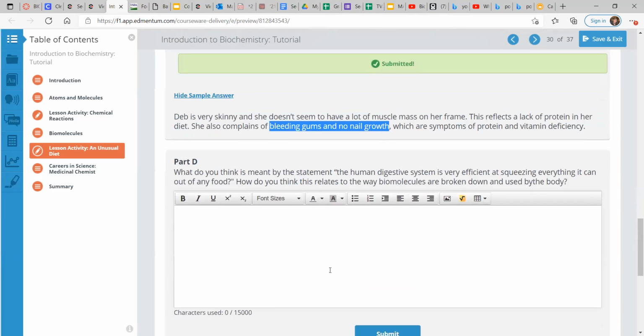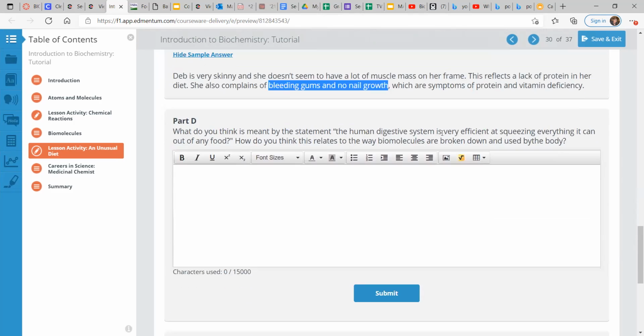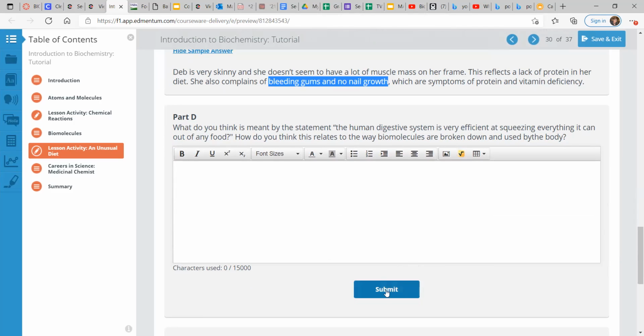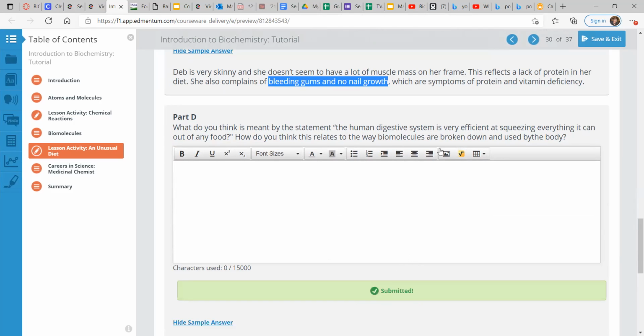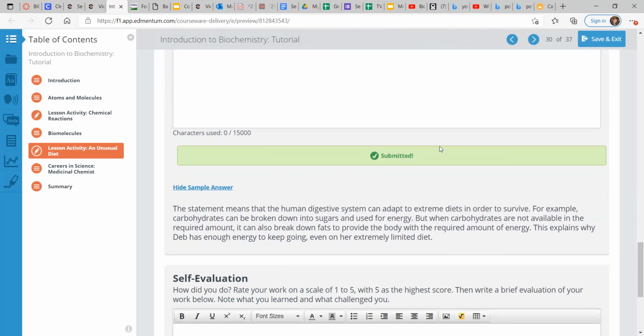What do you think is meant by the statement, the human digestive system is very efficient at squeezing everything it can out of any food? How do you think this relates to the way biomolecules are broken down and used by the body? The statement means that the digestive system can adapt to extreme diets in order to survive.